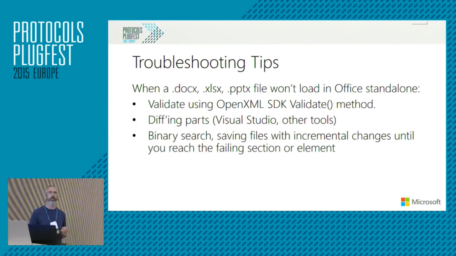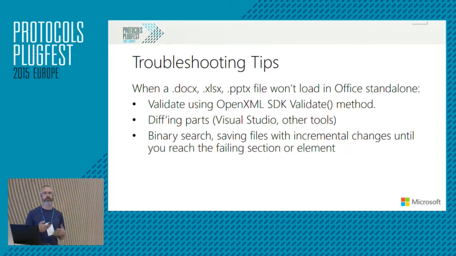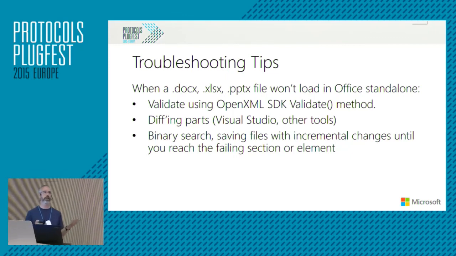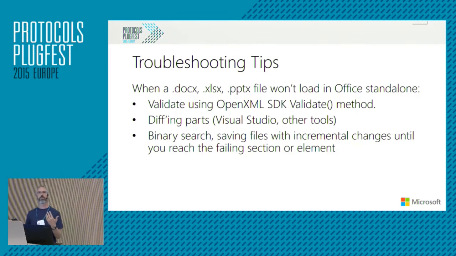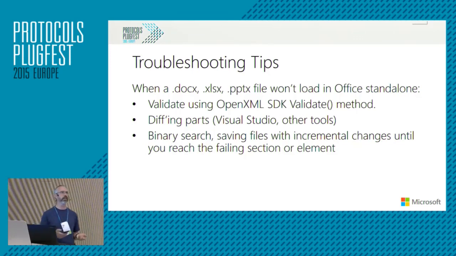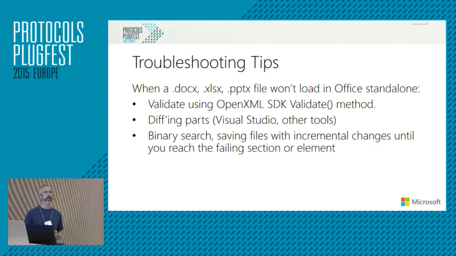So I wanted to talk about some troubleshooting tips. My team deals with a lot of Office OpenXML files that come from our customers, and sometimes they say this won't open in Word, or it's crashing Word or something like that. Hopefully it's not crashing Word. For standalone Word, we can use the OpenXML SDK tool or package, and we can use the validation code in there. That really does help us. Sometimes that will identify the problem.